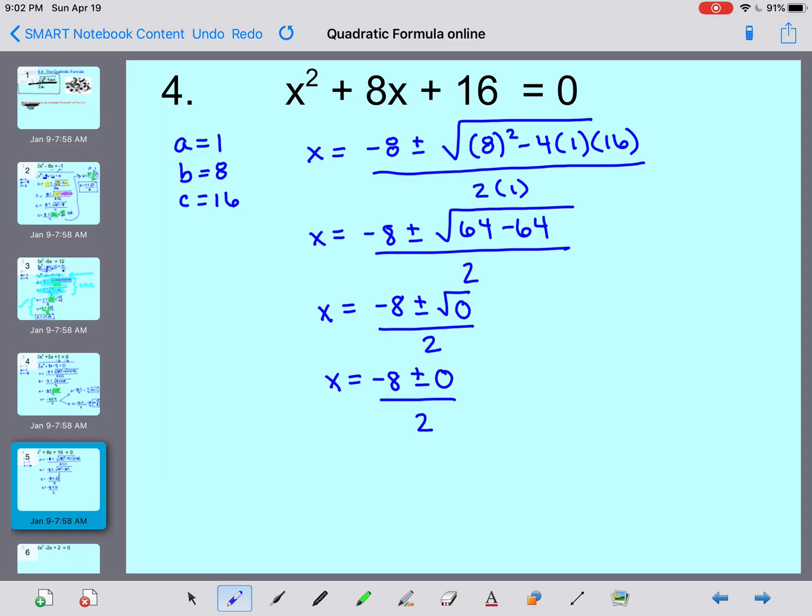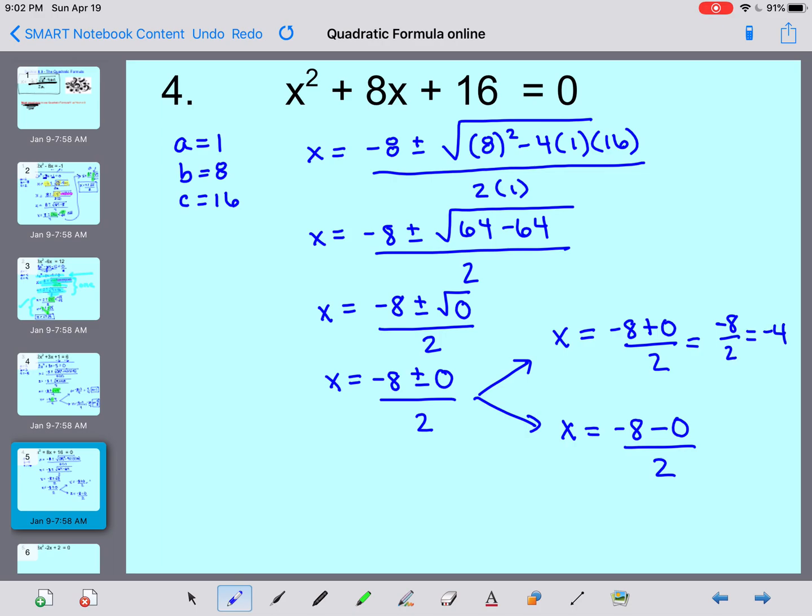So this kind of looks like the problem we just did, where there's no more radical and we could break apart into two separate questions. X equals negative 8 plus 0 divided by 2. X equals negative 8 minus 0 divided by 2. But as you're about to see, this is kind of silly. Negative 8 divided by 2 is negative 4. And down on the bottom, negative 8 divided by 2 is also negative 4.